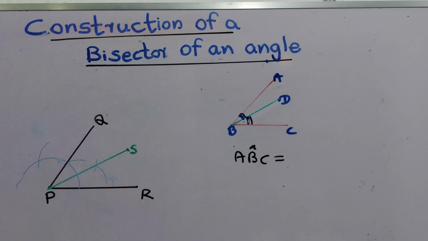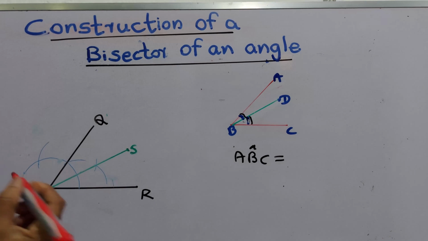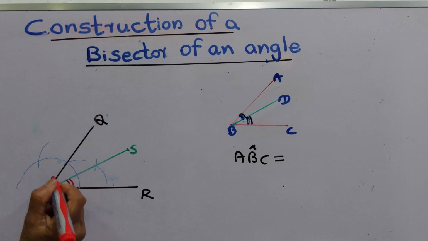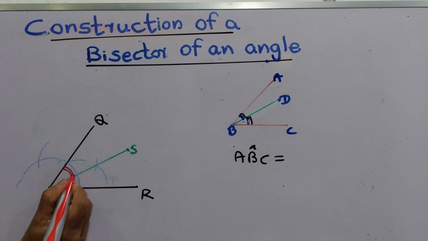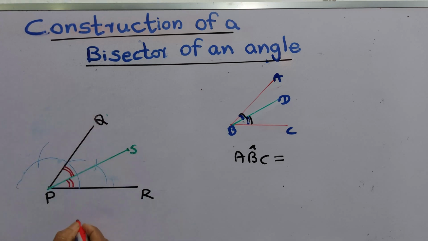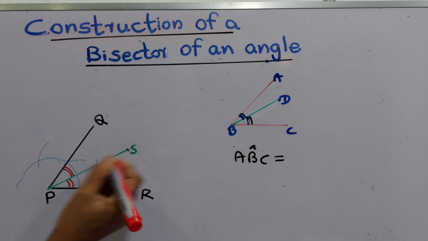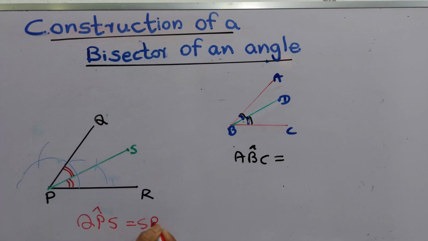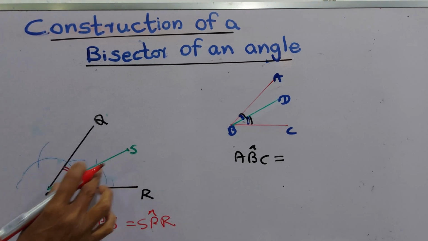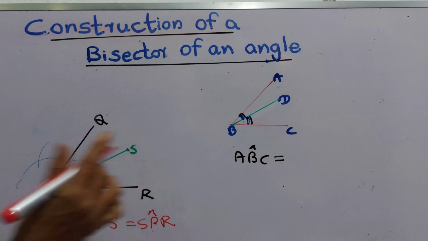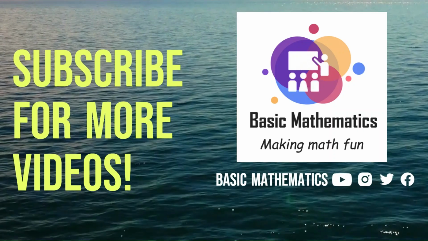That means these two angles are equal to each other. Angle QPS equals angle SPR, divided by this bisector PS. This is the bisector.